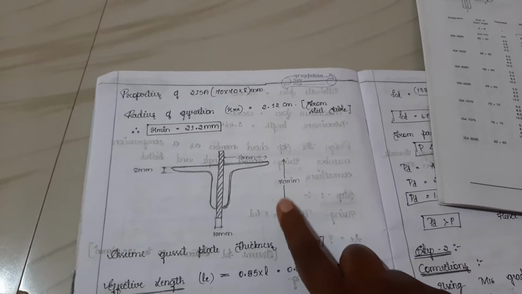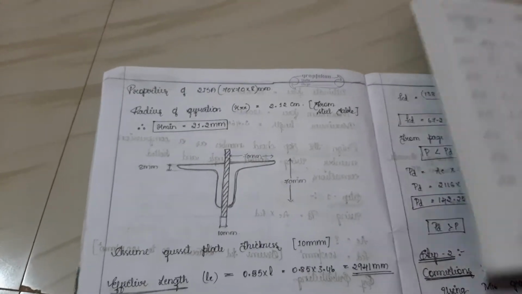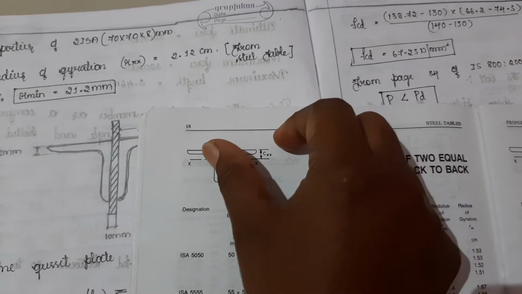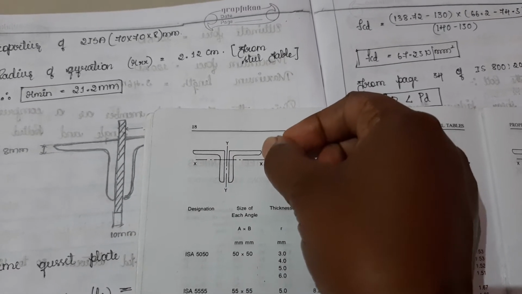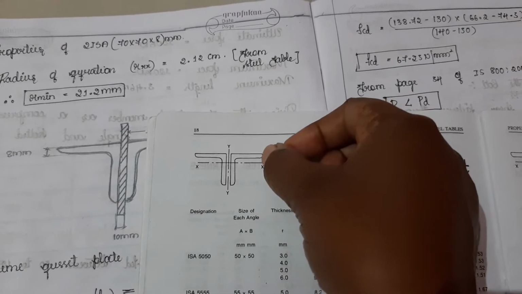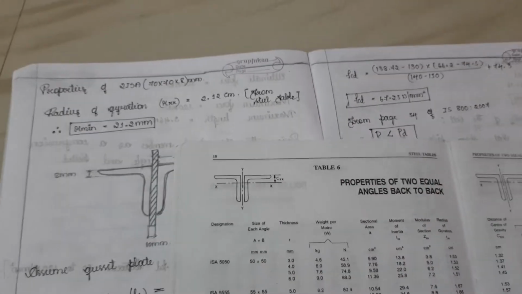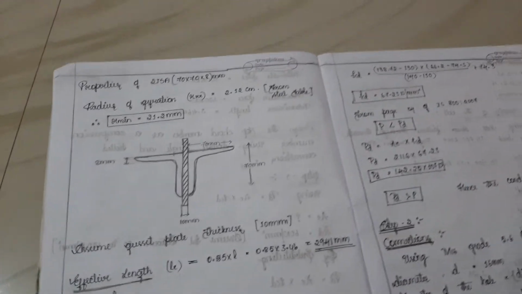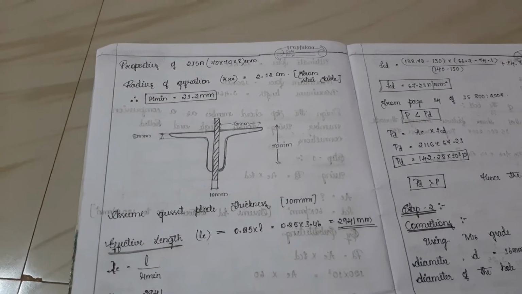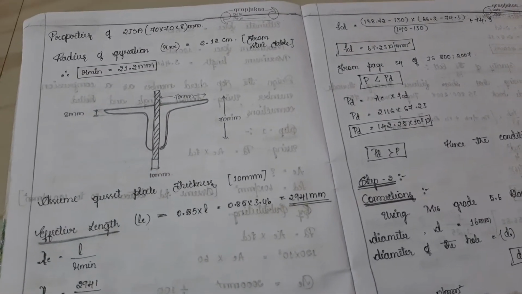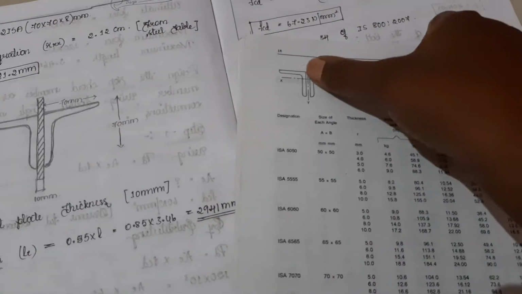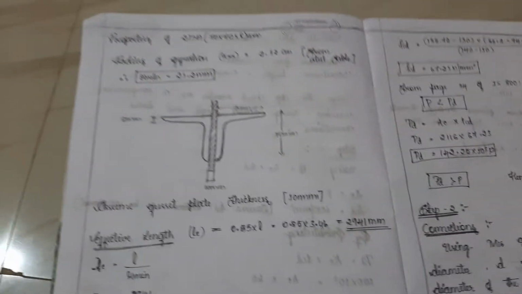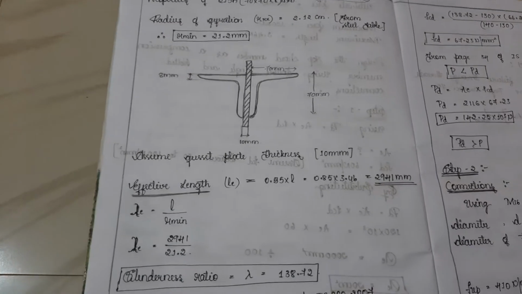So write down this angle as per the steel table. In the steel table the drawing is like this. This is 70, this part is 70 and this part is 8 mm. So this angle is 8 mm. In the same way, look at this, assume the gusset plate thickness as 10 mm. Gusset plate is nothing but the center part. This part we call the gusset plate. In the drawing it is clearly shown that it is 10 mm thickness.